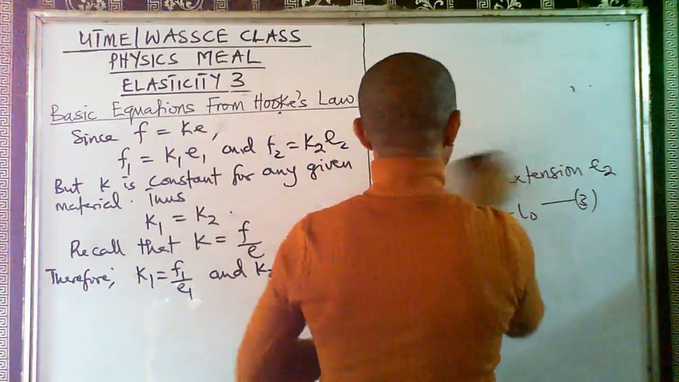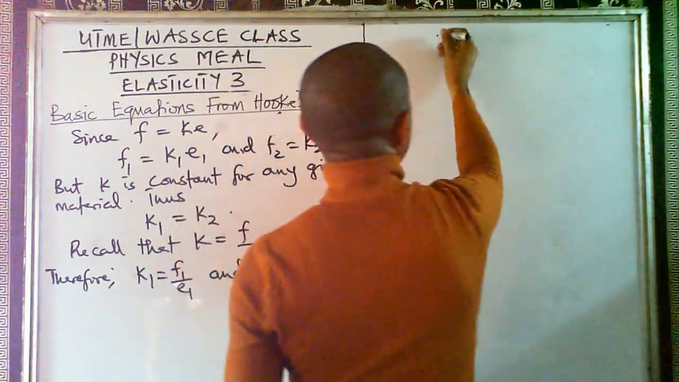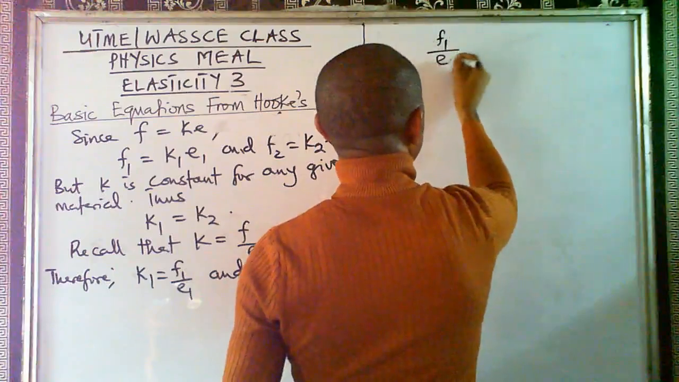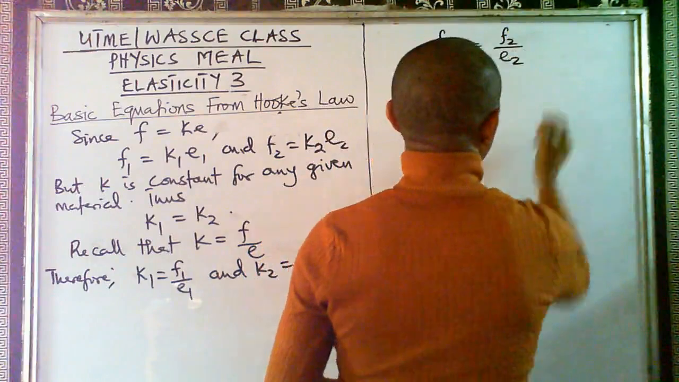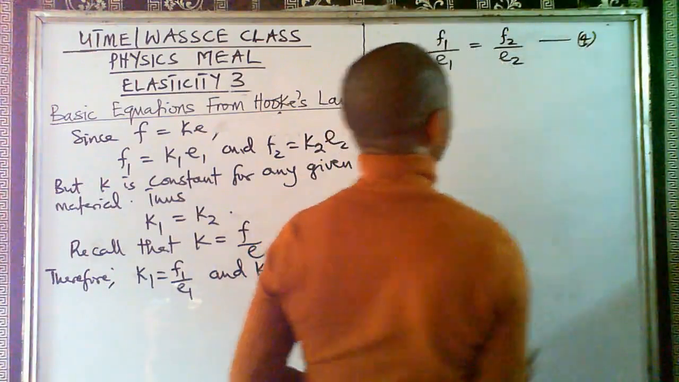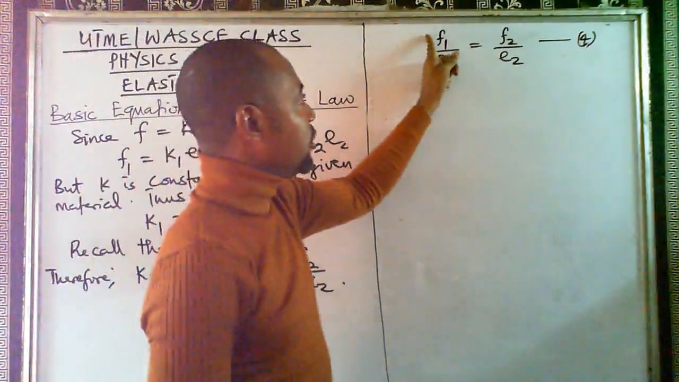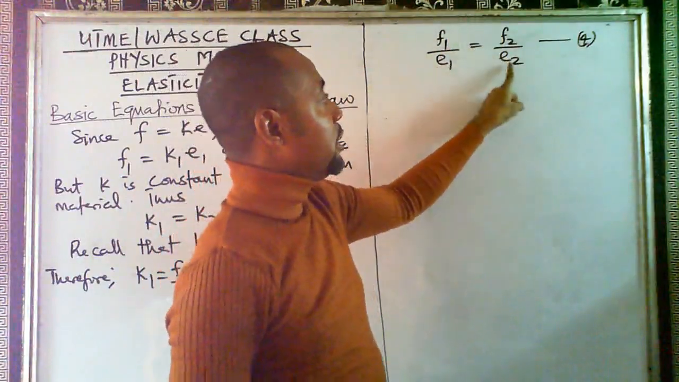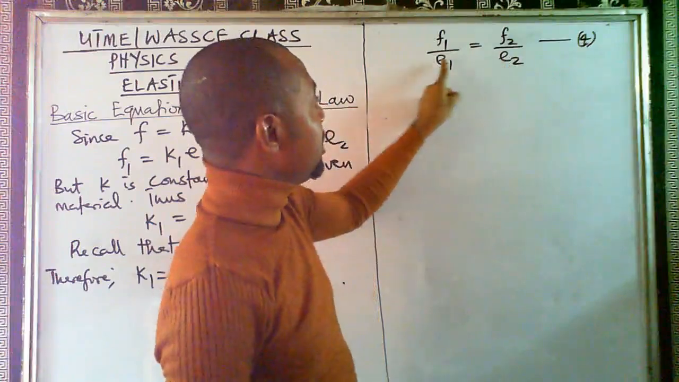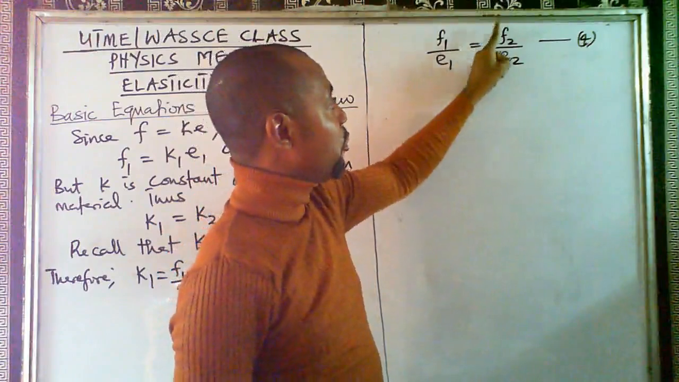We can write comfortably that F1 over E1 is equal to F2 over E2. So I can call this equation 4. The first applied force, the second applied force. The first extension, the second what? Extension. So this is the extension due to force F1. This is the extension due to force F2.